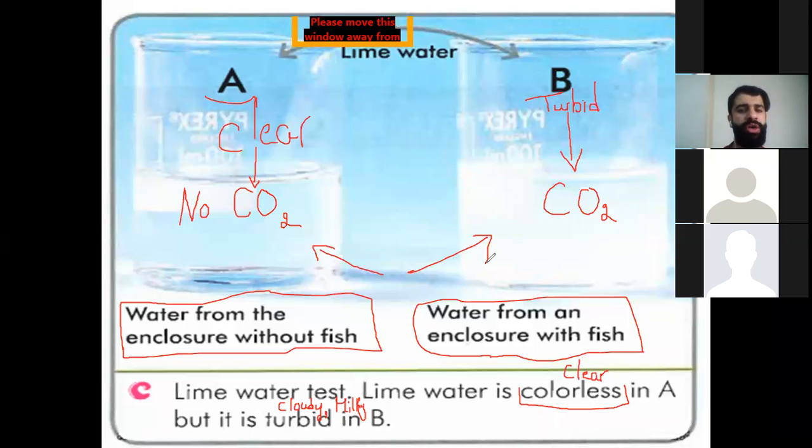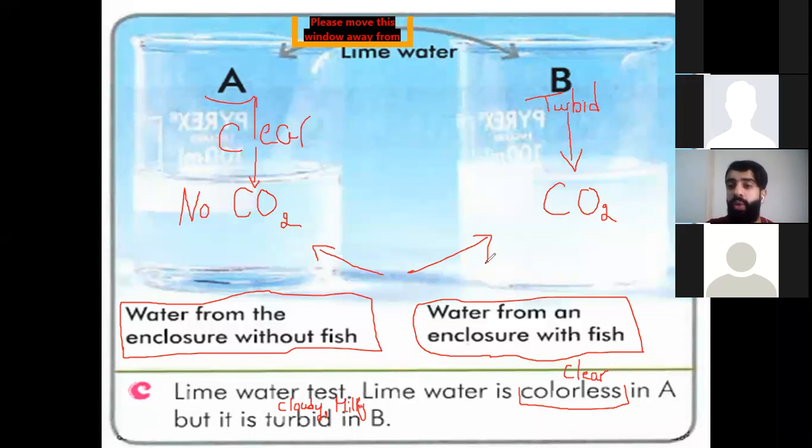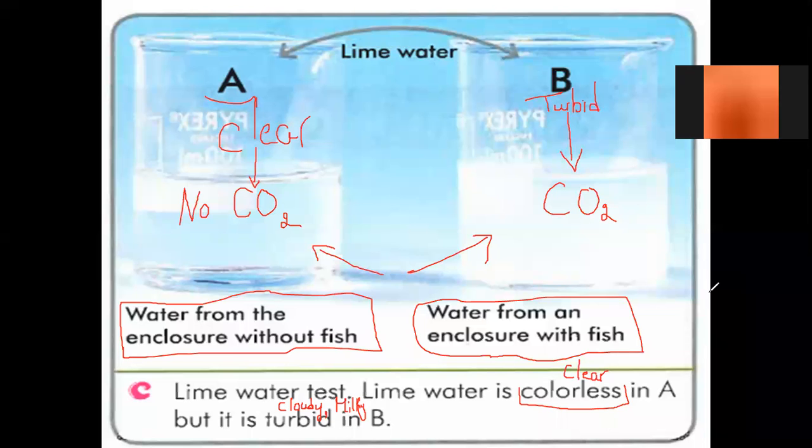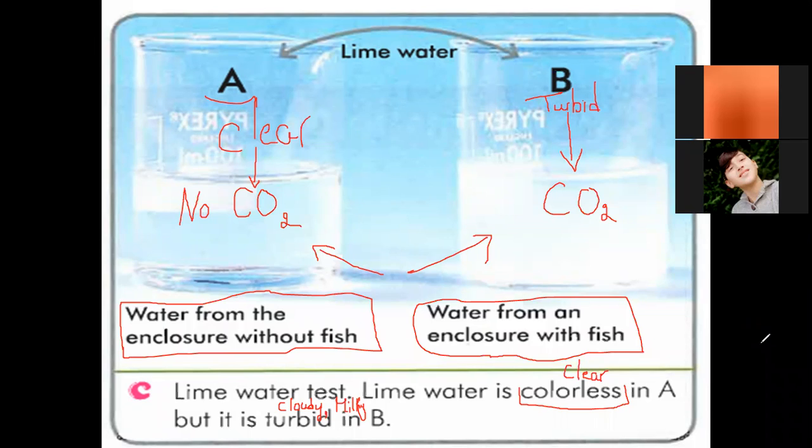So here, what can you conclude? Without fish, we don't have CO2. The lime water stays clear. While in tube B, where we have the fish, the lime water becomes turbid. So what do you think, Adnan Arauni? When we have the fish, the lime water becomes turbid, so we have CO2. While when we don't have fish, the lime water stays clear, so we don't have CO2.